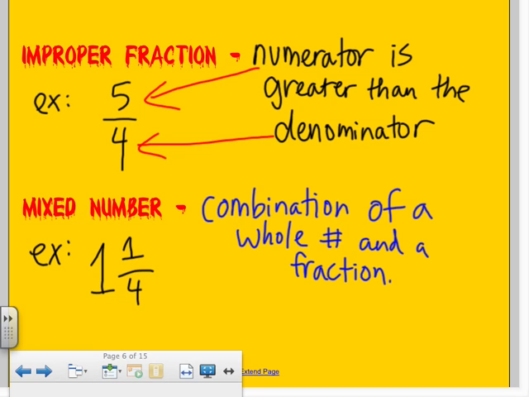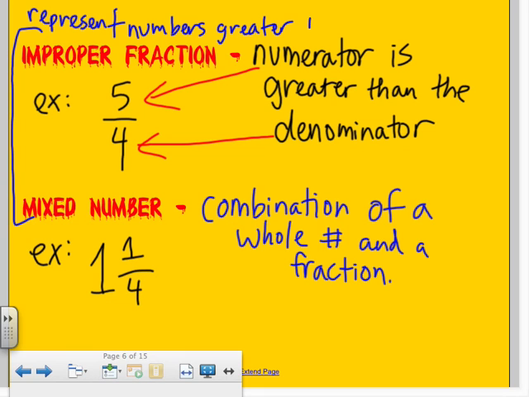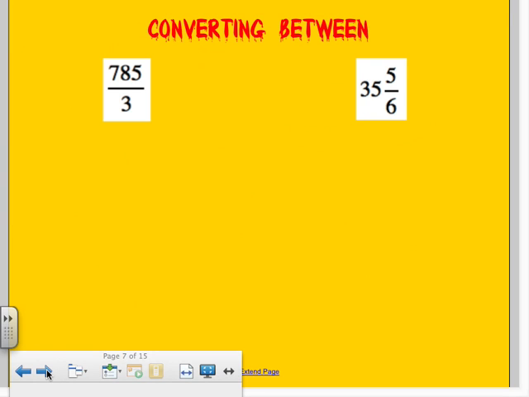But both of these represent numbers greater than 1. So they're interchangeable. You can switch between them, okay? So to switch between them, let's look at this example. All you're doing is basically dividing that numerator by its denominator. So you can go ahead and do your long division out. Easiest way to do it.